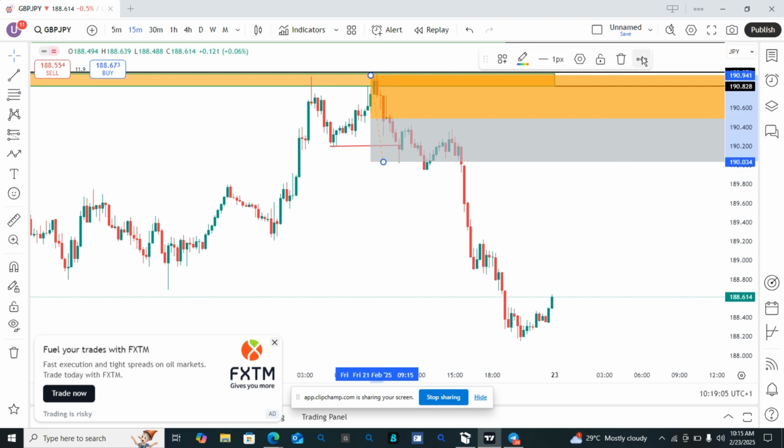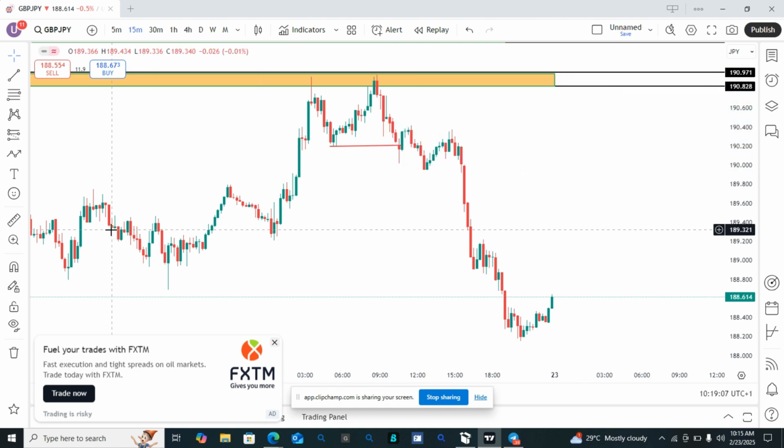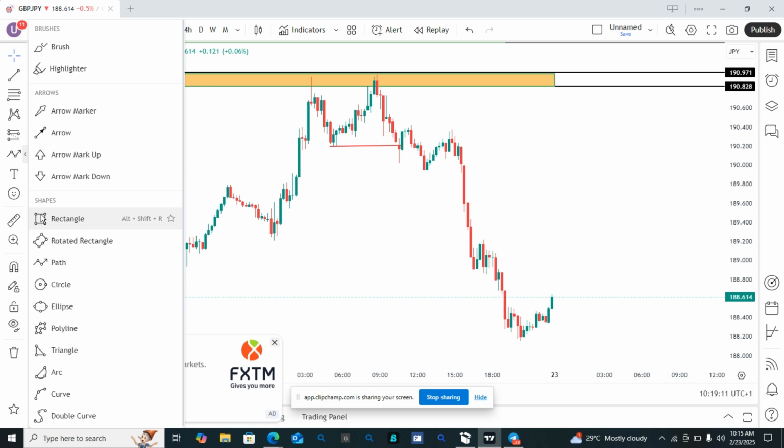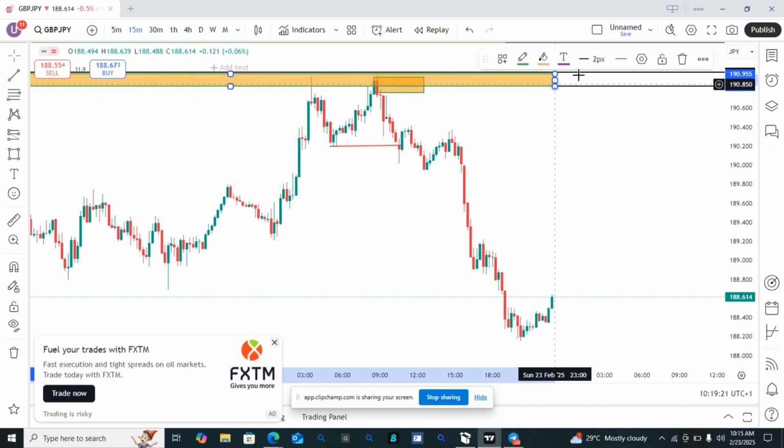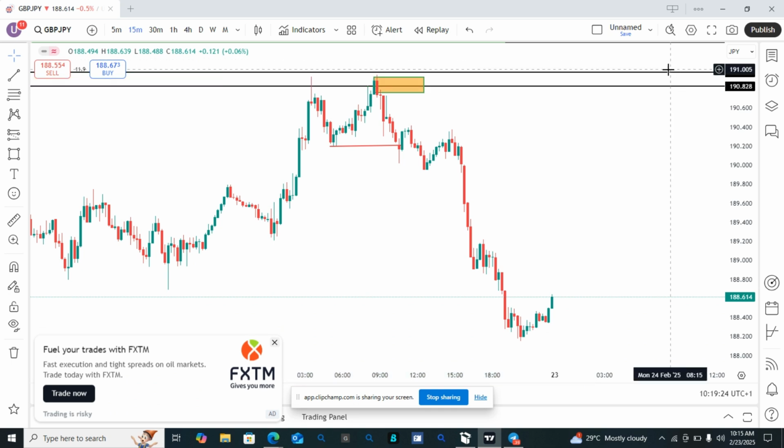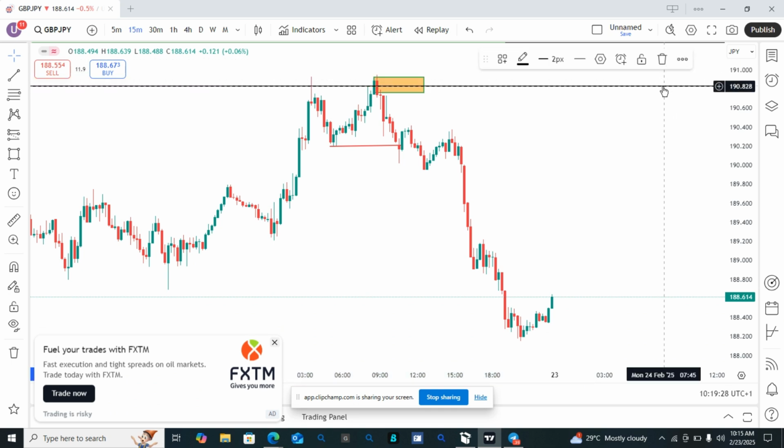Let me remove this. Where is our order block? This is the order block. You see, this green candle is the order block. So let me remove this so that it won't confuse you. This one has played its role so that the chart will be clean.